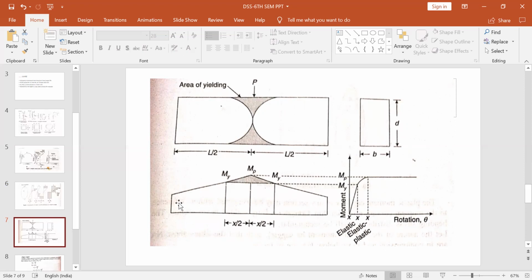Okay. So now if we draw the moment diagram for this beam, initially it will be some base value M. Then at the center it will reach plastic moment first. And at this point, this is still yielding moment. So this is also yielding moment, but at the center it is plastic moment. Okay.